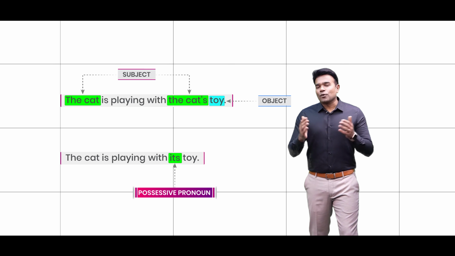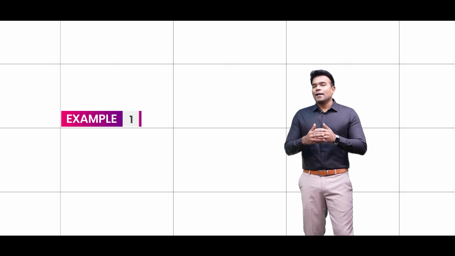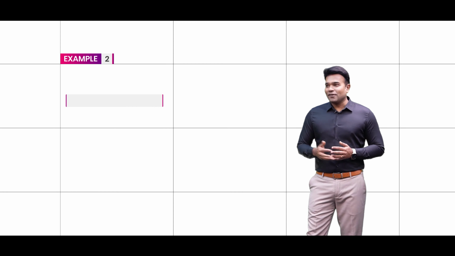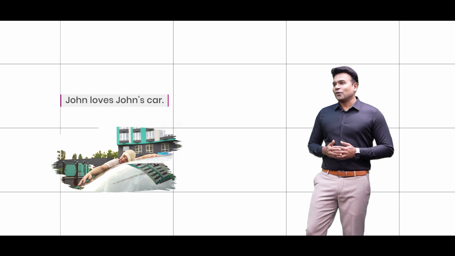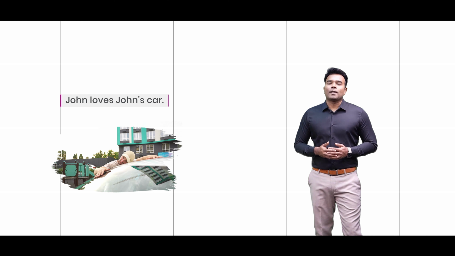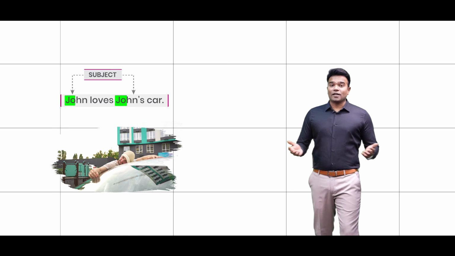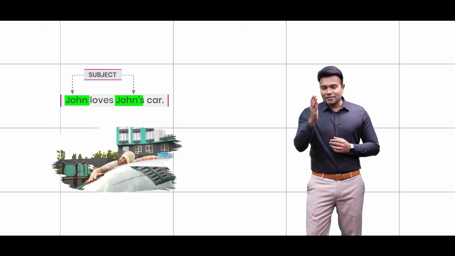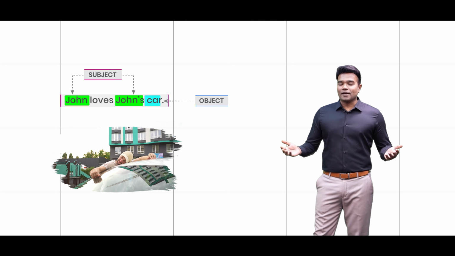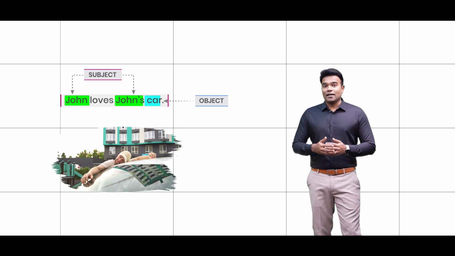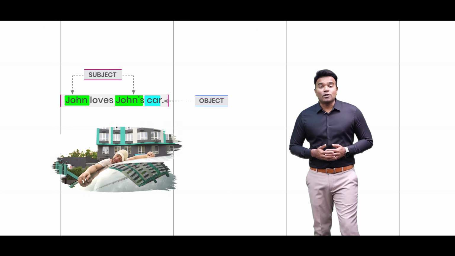Anyway, let me give you one more example. Have a look at this sentence. John loves John's car. Well, again you can notice the awkwardness in this sentence because the subject, that is John, is appearing twice in the sentence, and no doubt the object happens to be car, but then definitely the occurrence of the subject twice is making this sentence a lot more complicated.